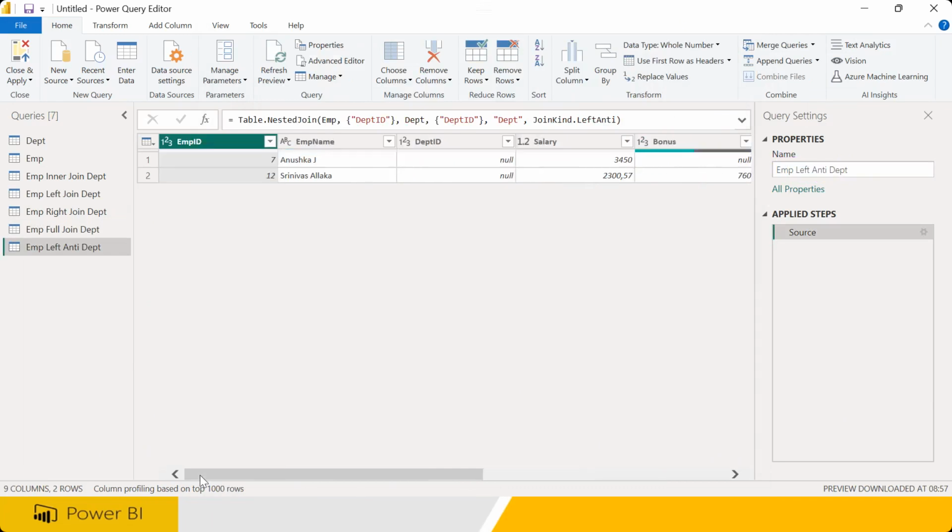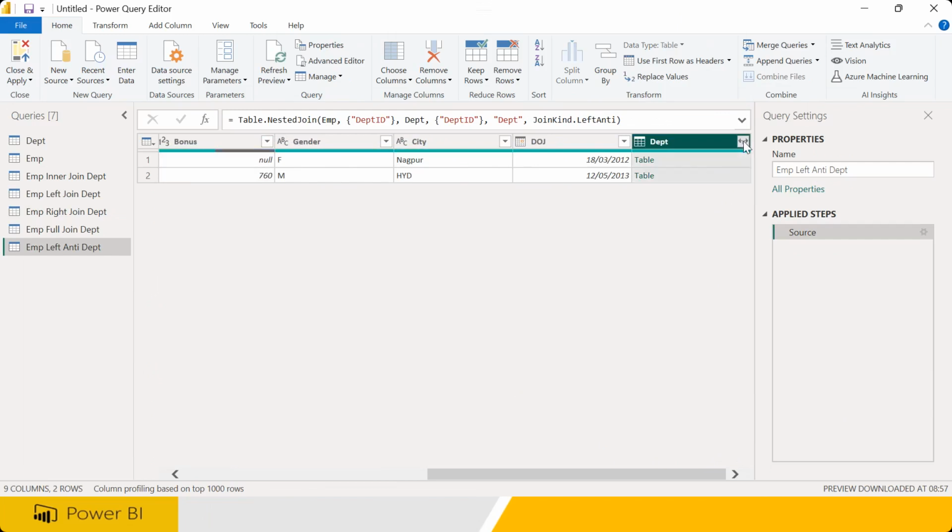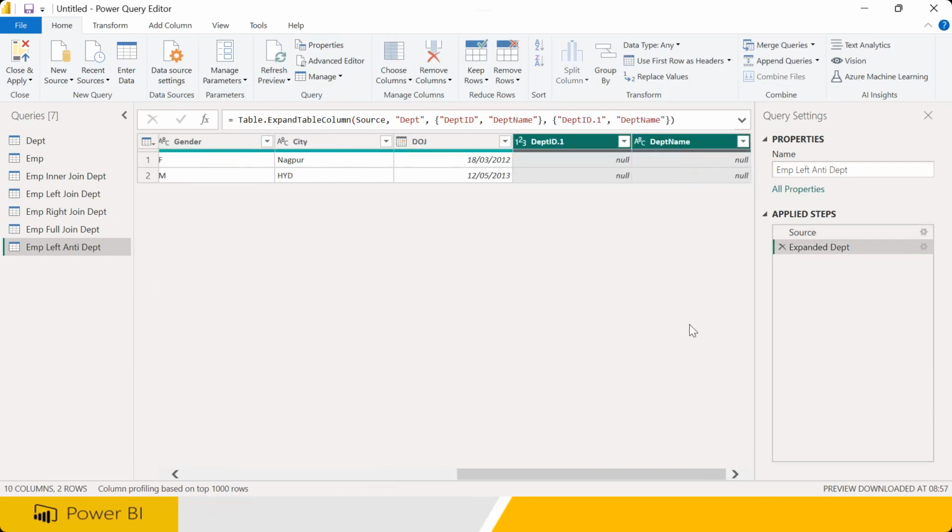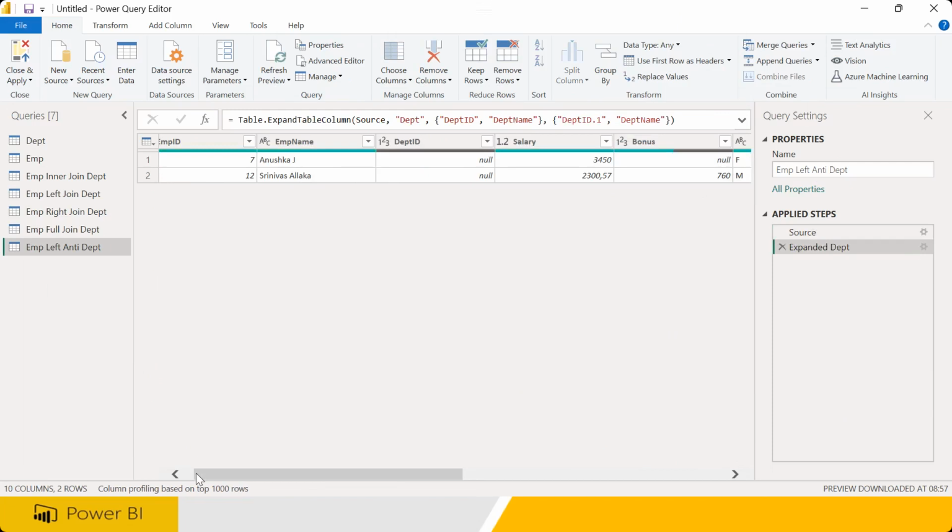These two people do not have any department names. When you expand the table, you will be able to see null, null, null. Because if you don't have any data, it will be blank. Blank will be null. These two people do not have any departments. These are bench guys, bench people.